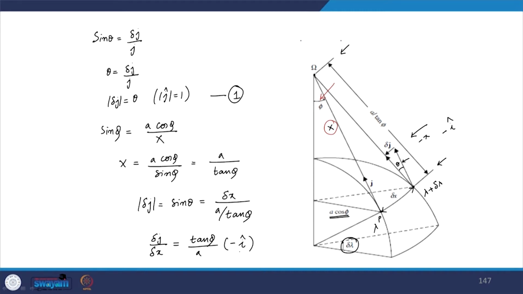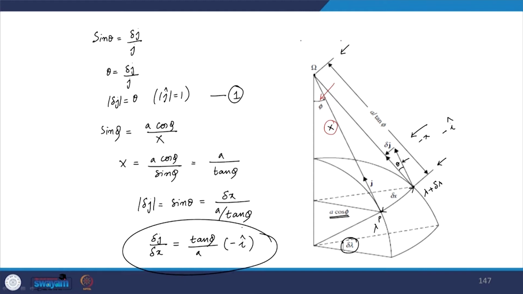So using these two, we can write delta j equals sin theta, which equals delta x by a by tan phi. Rearranging these two terms, pulling delta x into the denominator, we can write that delta j by delta x, the rate of change of j unit vector with respect to x, has a magnitude of tan phi by a, and the direction is in the negative x axis. That means I have put a minus i cap to denote the direction in which delta j is oriented, right?